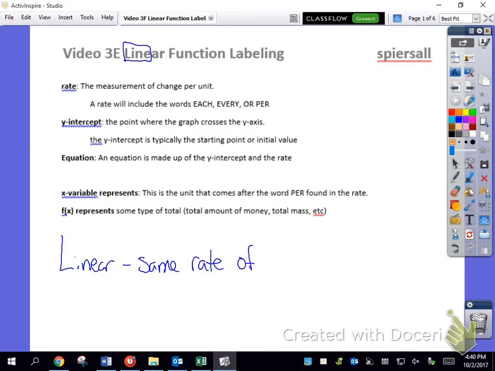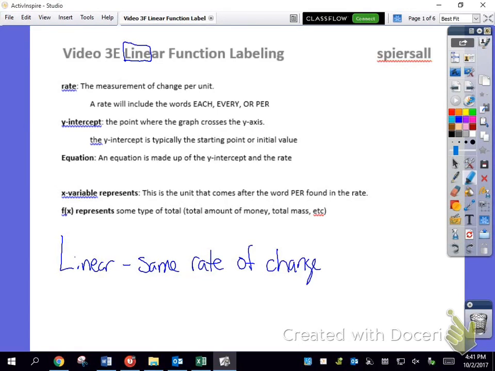So they will change so consistently. They'll go up the same amount over and over. It will be the same amount of increase or decrease every single time, but it's not going to fluctuate. It won't go up and down. It will be the same change over and over.